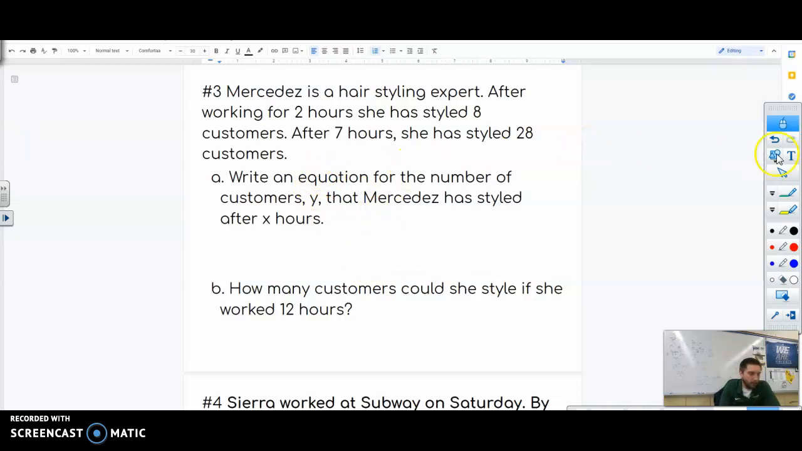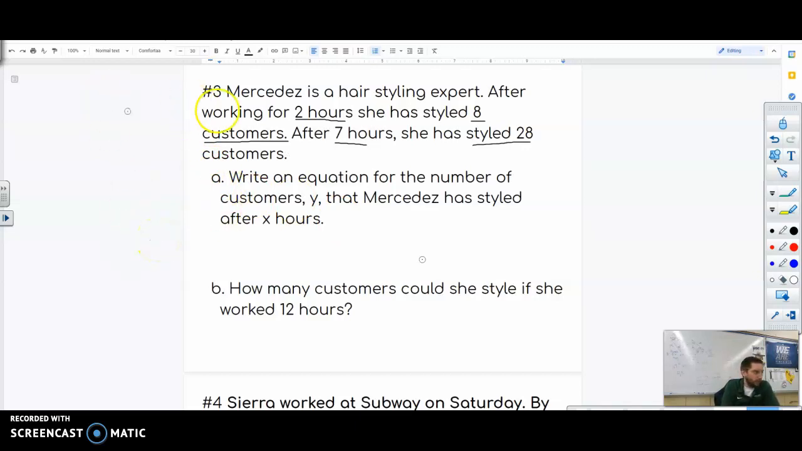All right, no problem. So I need a slope and I need a y-intercept. Did they give me a slope? Well, let's see. After 2 hours, she has styled 8 customers. After 7 hours, she has styled 28. Do you guys see a rate in here? Do you see something that says like customers per hour or anything? No, I don't either. Do you see an initial value that would tell us how many people had their hair already done or anything? No, I don't either. So I don't think they give us a slope or a y-intercept here.